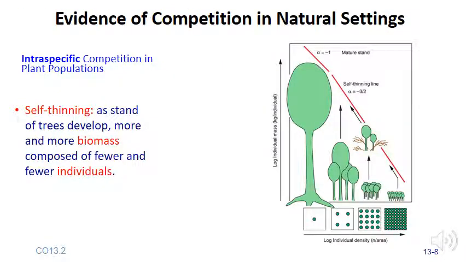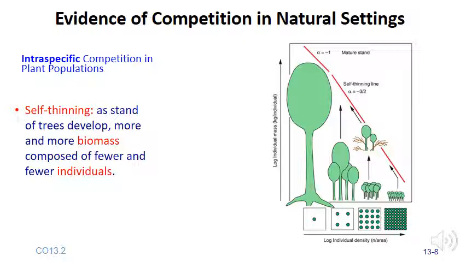So what is the evidence for the incidence of competition in natural settings? One common example of this that can be seen very clearly is the intraspecific competition in plant populations. We have a term for this, which is self-thinning. So basically, as a stand of trees develops, more and more of the biomass of that population is composed of fewer and fewer individuals.